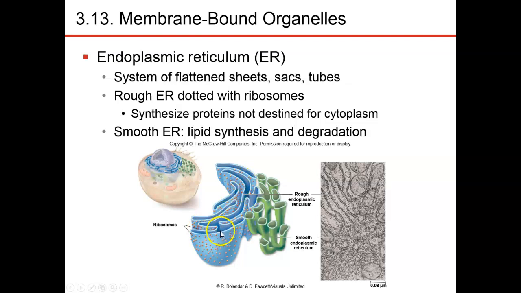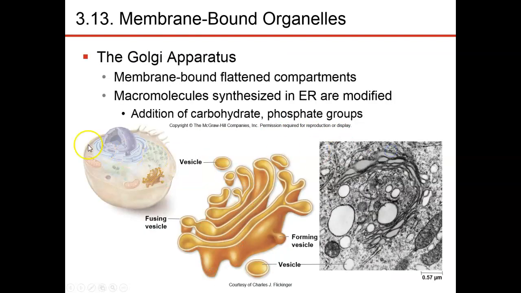And these proteins are not destined for the cytoplasm. So we have ribosomes in the cytoplasm as well. But the ribosomes here are going to eventually move to the Golgi and then be shipped out. Smooth endoplasmic reticulum is the site of lipid synthesis and degradation of toxins and lipids.